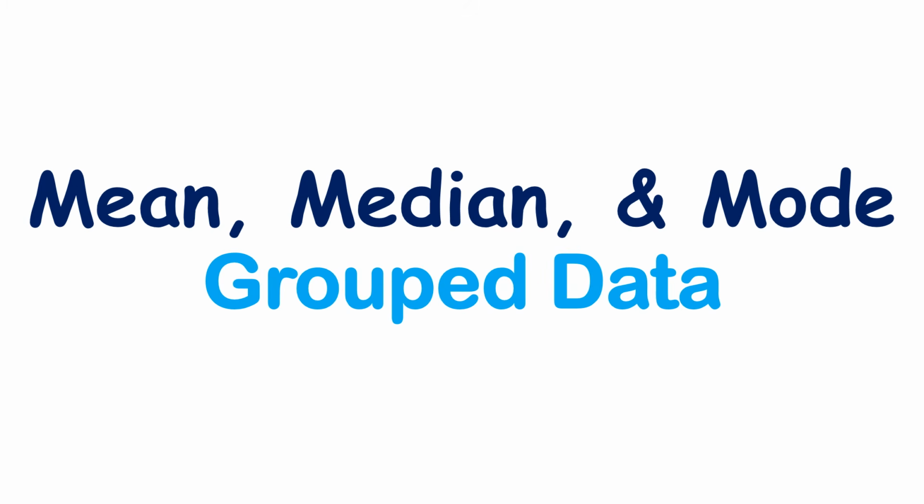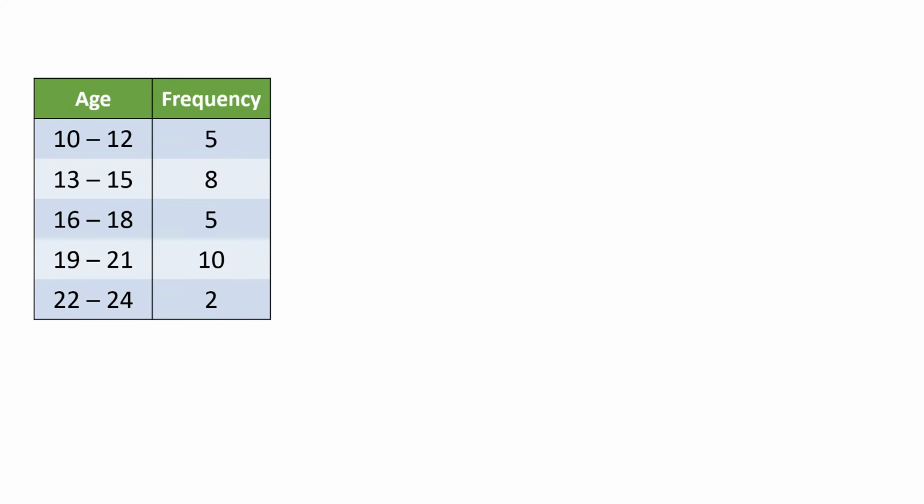In this video, I'm going to teach you how to solve mean, median, and mode of a group data. So let's take for example, we have this table which is composed of ages from 10 to 24, and it is grouped by 3. From the first column we have ages 10 to 12, that means it's 10, 11, and 12. And there are 5 in the frequency.